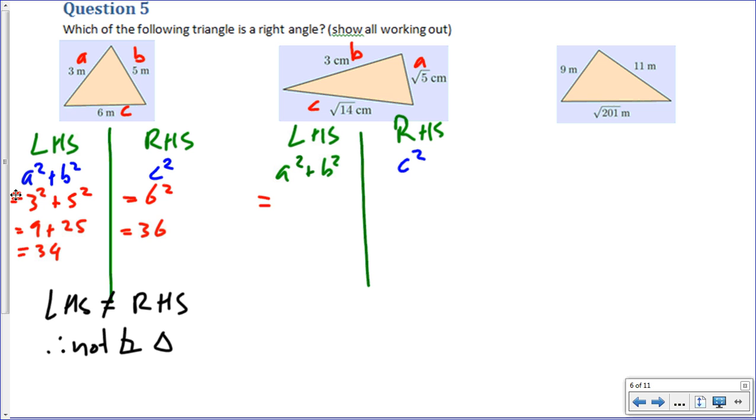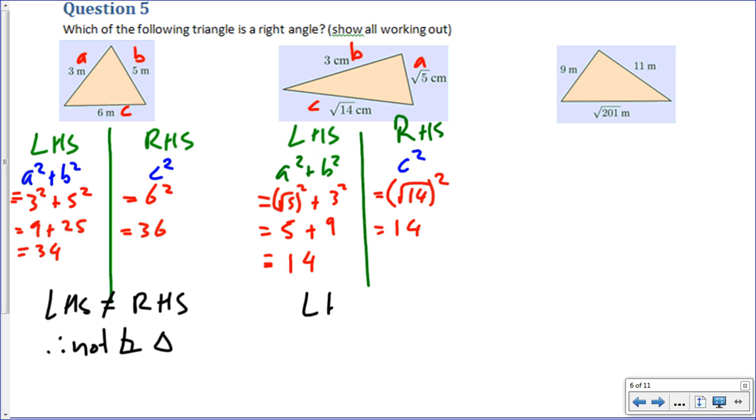So it's going to be equal to here, square root 5 squared plus 3 squared. Squaring a square root is just the number underneath the square root. So plus 3 squared is 9. That's going to give me the answer there of 14. On the other side, I've got square root 14 squared. So again, that's just going to be the number underneath the square root. So here we've got left-hand side equals right-hand side.